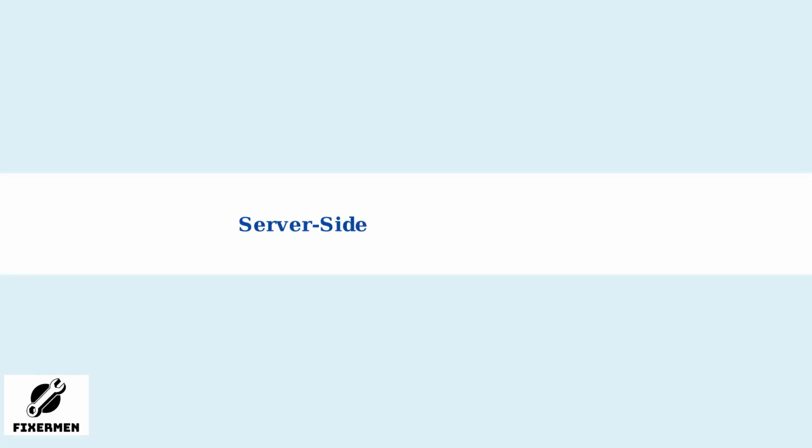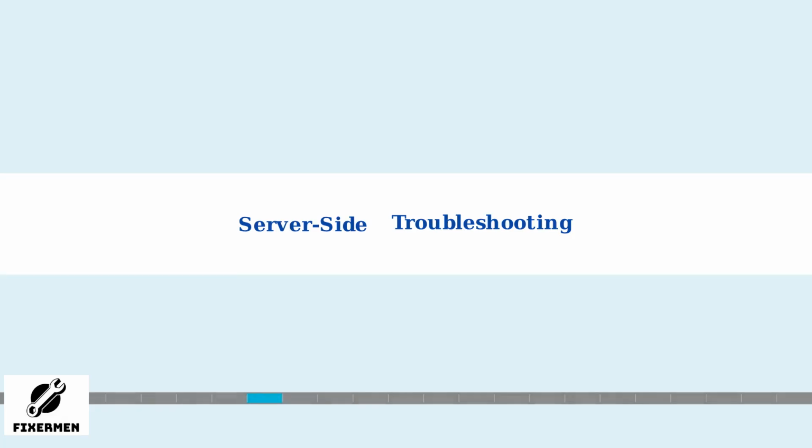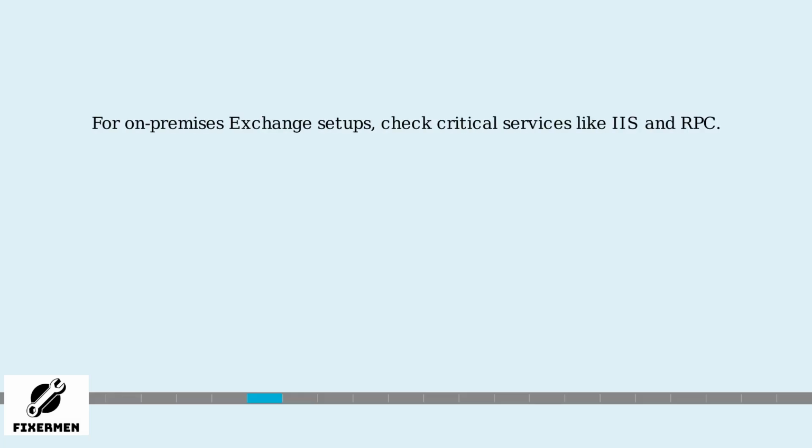In this section, we'll focus on server-side troubleshooting for on-premises Exchange Server setups. When Outlook cannot connect, the issue often lies with Exchange services or server configuration. For on-premises Exchange Server setups, the first step is to check that critical Exchange services are running properly. Two key services are Internet Information Services, or IIS, and Remote Procedure Call, or RPC.